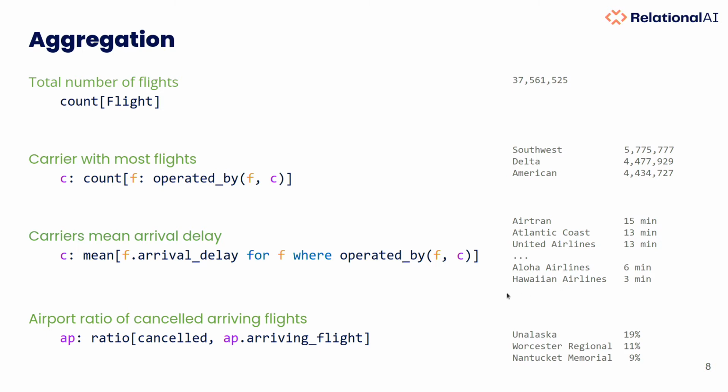You can also figure out, let's say, what is the ratio of canceled flights per airport? And apparently that's Unalaska, which is in a corner of Alaska and probably has really bad weather or something, I would guess. But I didn't check that, okay?